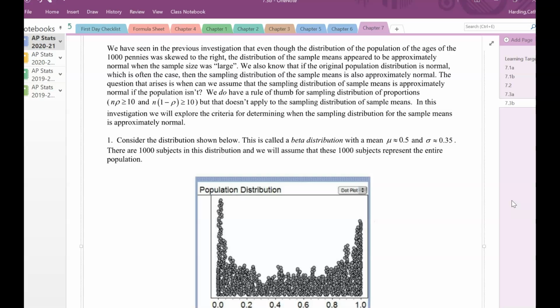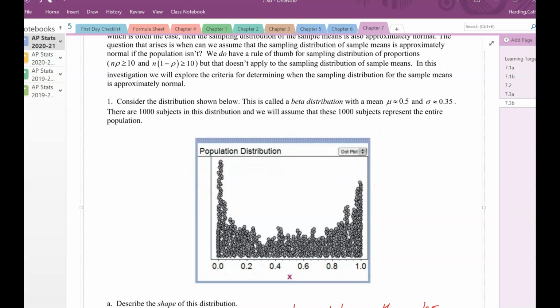So the question that arises is, when can we assume that the sampling distribution of sample means is approximately normal if the population isn't? When we're talking about sample proportions, we talked about the expected number of successes and expected number of failures being at least 10. This doesn't apply here. It's not the same scenario. So what we're going to take a look at today is figuring out what is this number, what is the large enough sample size to say that the sampling distribution is normal even if the population is not? So if you look at your screen, you have this distribution here.